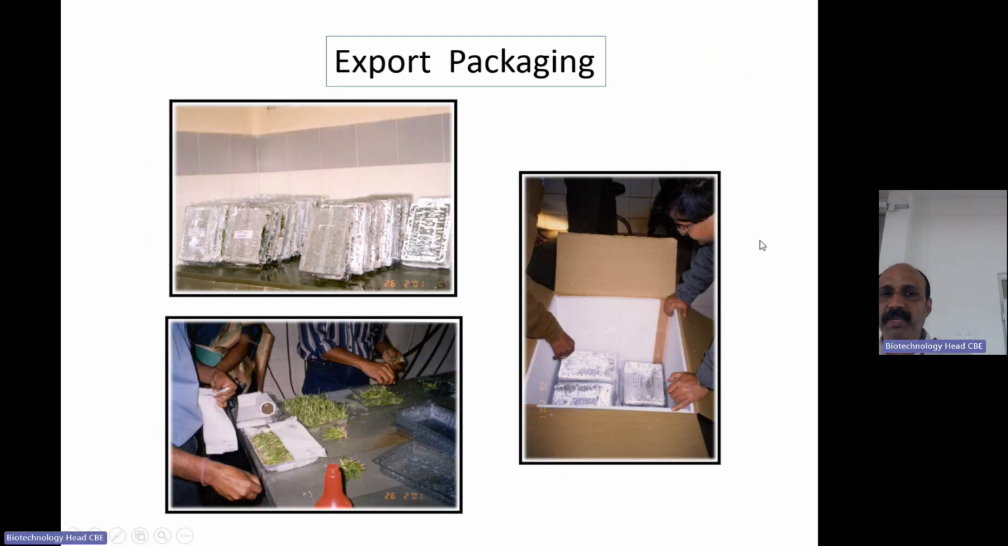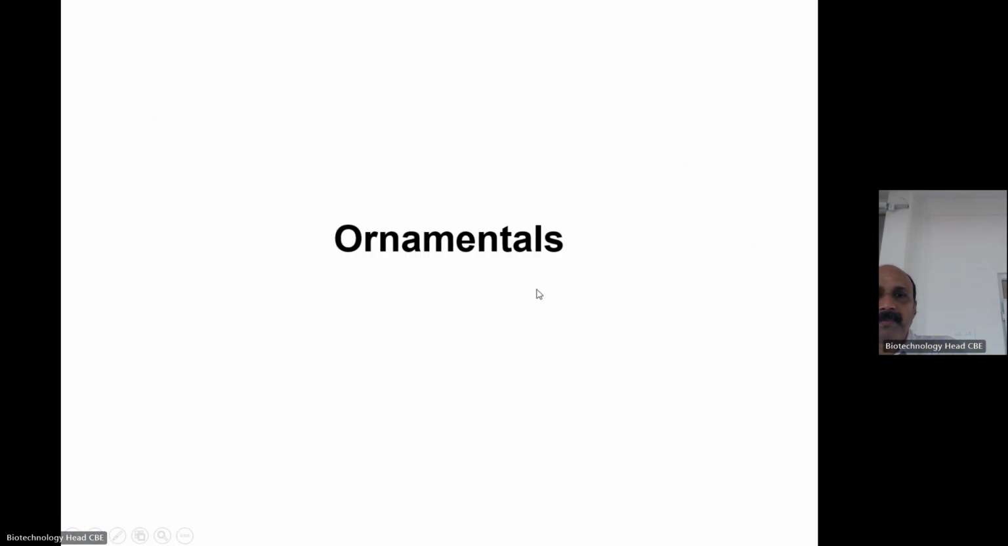For any tissue culture export, there is a specific packing structure that needs to be followed. Everything needs to be packed neatly, so this does not need to go through the quarantine, the checking. This can be packed in corrugated boxes and then exported.